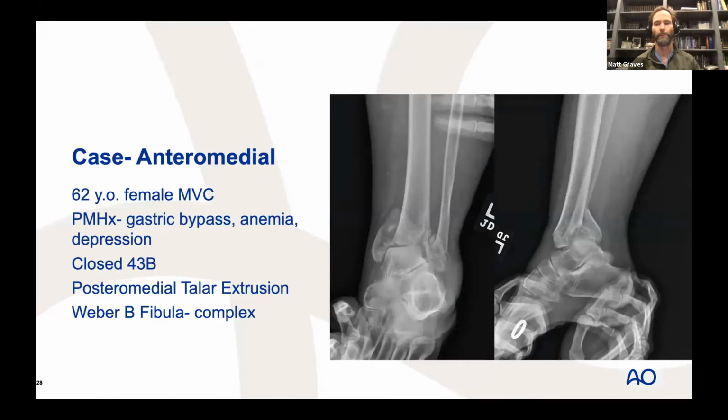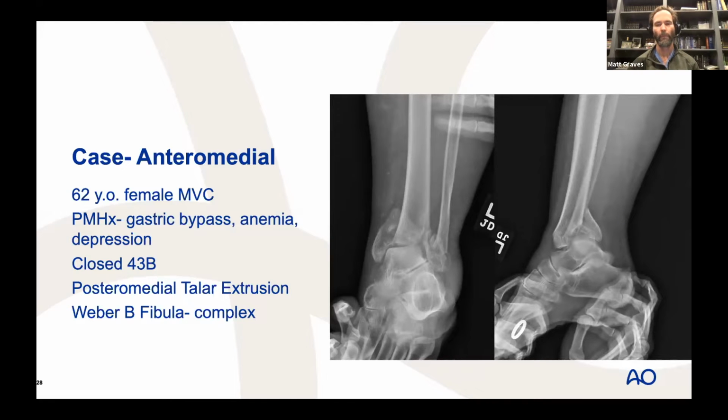So let's go through a case. So this is a 62-year-old female, status post car wreck. She's had a gastric bypass. She has anemia and depression. She has a closed 43B. I say B because this is a partial articular. The anterior part of the articular surface is still connected to the shaft, albeit impacted. And then she has posterior medial talar extrusion. Mechanically, the ideal position of an implant would be posteriorly and medially based on this.